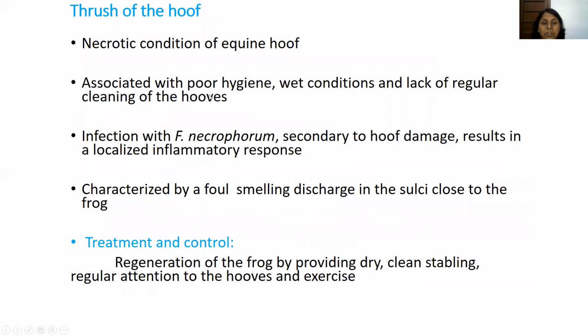Thrush of the hoof is a necrotic condition of the equine hoof, and it is associated with poor hygiene, wet conditions, and the lack of regular cleaning of the hooves.